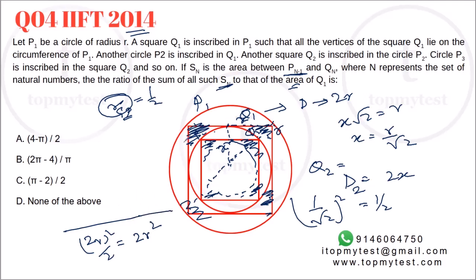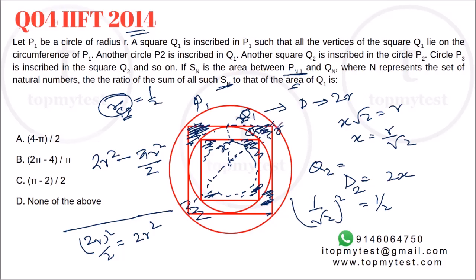Let's look at the numerator. The numerator will be the sum of all possible areas. The first area is the first square area minus the first circle area. The first square area is 2r square. The first circle area is pi r square. The difference between them is the first area between the circle and the square.